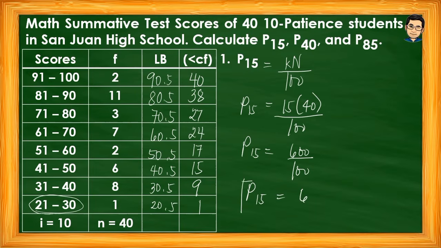So, ayan. So, yung 6 score natin is yung ating percentile 15 na located po yun sa 31 to 40 class. Ayan. Kasi yung nasa ibaba natin is 1 lang. So, kailangan pa natin ng 5. So, makukuha yon sa next class natin, 31 to 40. So, nandito po ang ating P sub 15 class.